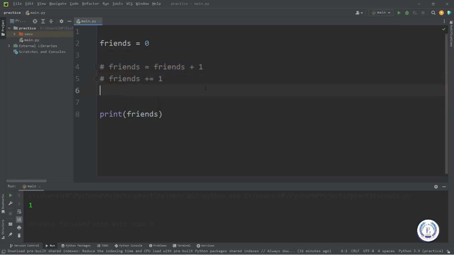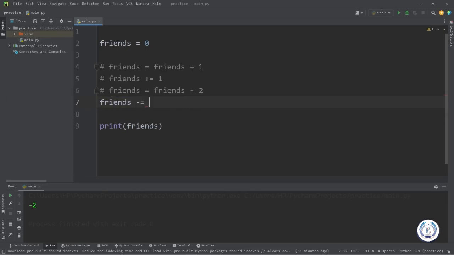Now let's use subtraction. Friends equals friends minus 2. So, of course, minus is the subtraction operator. You have negative 2 friends, I guess. If you were to use the augmented assignment operator, that would be friends minus equals 2. There, you still have negative 2 friends.